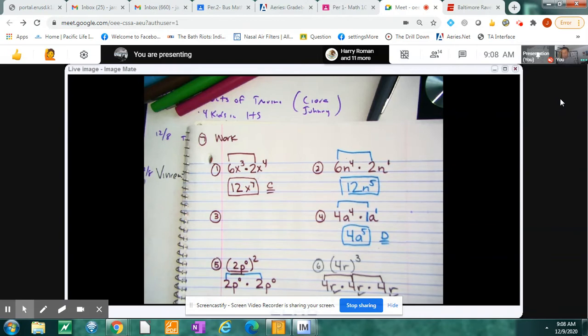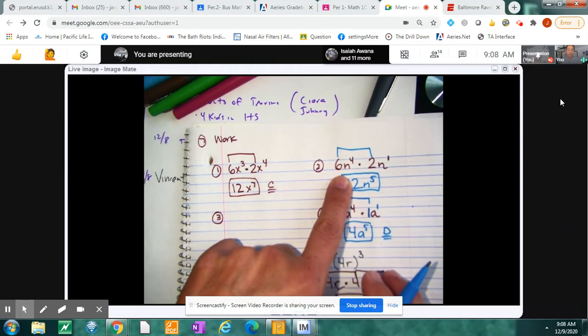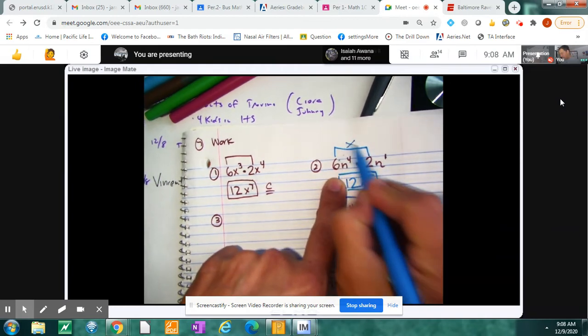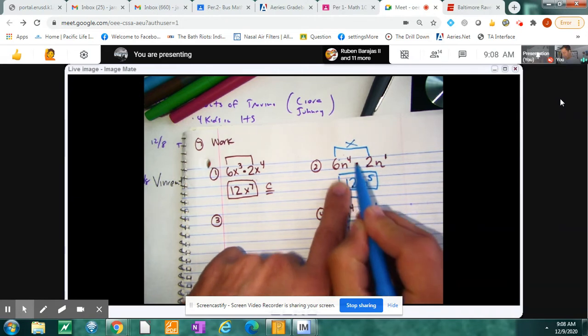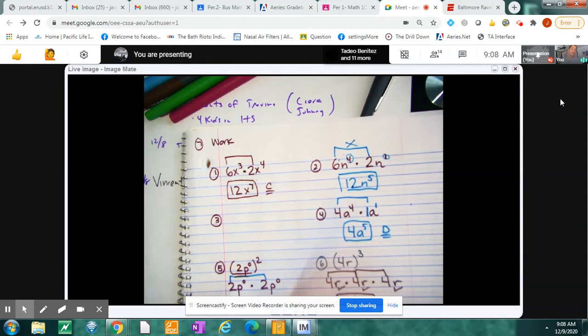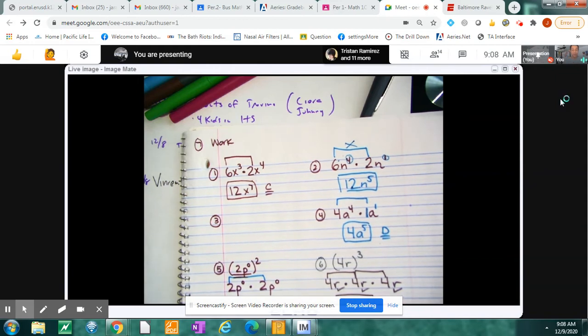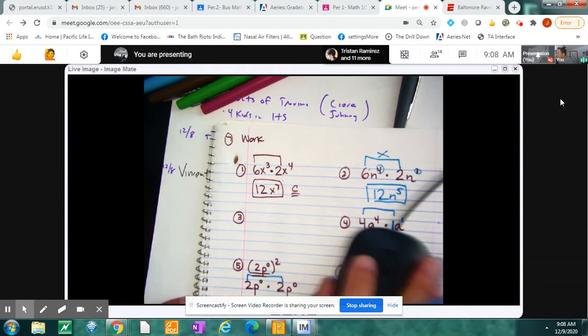Okay, so now what do we have? So now here you'd have the same thing, all right? 6 times 2 is 12. And then with the exponents, since there's 4 and there's 1, there's 5 altogether, okay, with the exponents. Now number 3, oh, sorry, number 3.